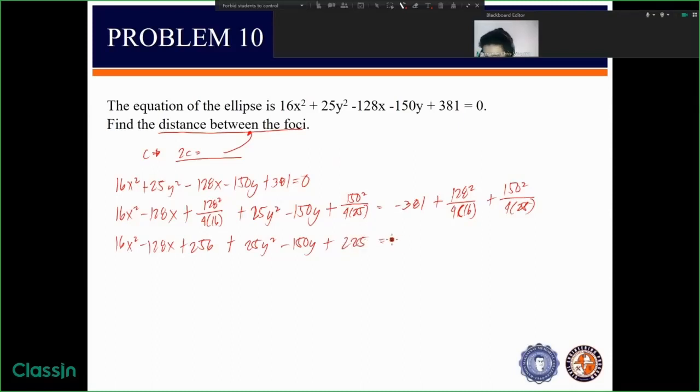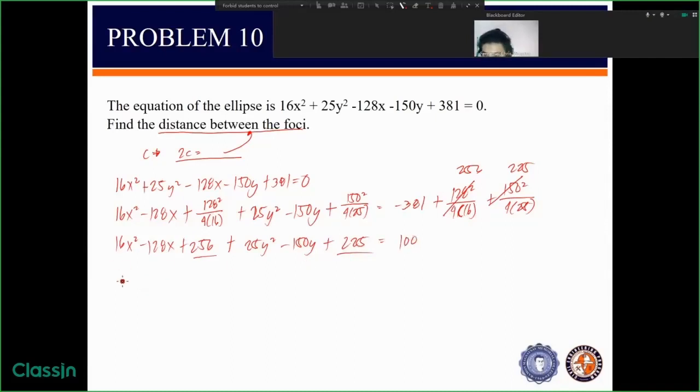Equal to, let's just calculate this. So we have negative 381. We already know that this value is 256 and this one is 225, right? We already solved 256 and 225. So plus 256 plus 225. So we have 100, no?